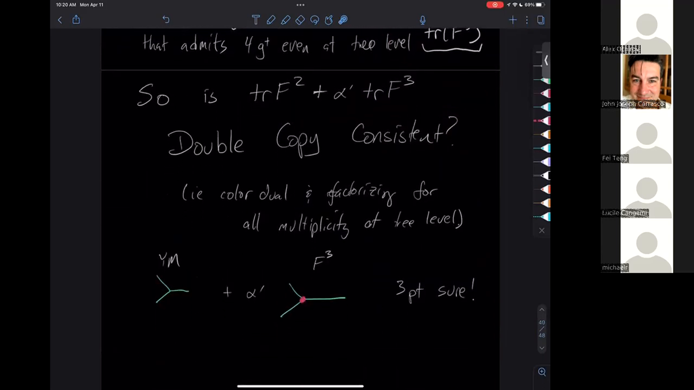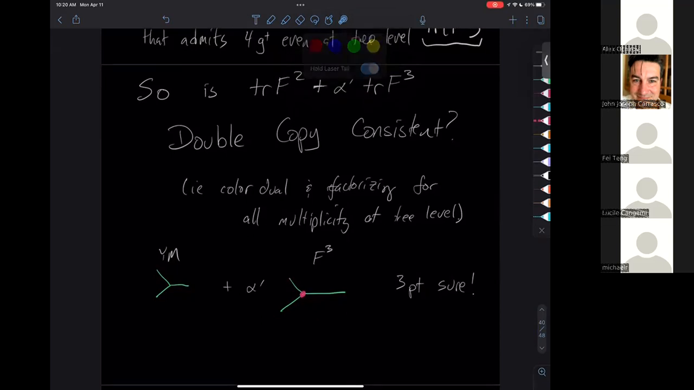It has been shown that including this trace F cubed type counterterm does render the theory anomaly free at one loop and does not spoil the UV behavior through two loops. We await higher loop calculations to make sure it doesn't spoil it at three loops, and in fact, what it does at four loops. But what you can ask, and this is a question my postdoc and student and I were asking, is this theory, trace F squared plus alpha prime trace F cubed, double copy consistent? Is it color dual and factorizing for all multiplicity at tree level?